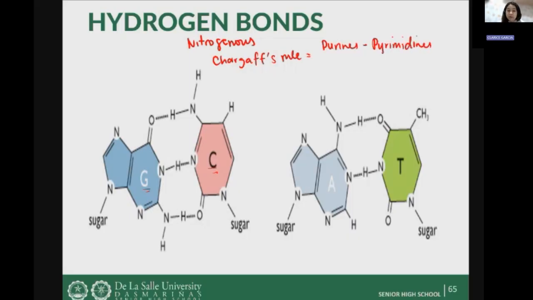Why are they paired? Because of the presence of hydrogen bonds. Okay. Now, if we have this gene sequence, or genetic sequence, like 3 prime, A T C G G C G A T T A 5 prime. Now, how about its complementary base, or its base pair?